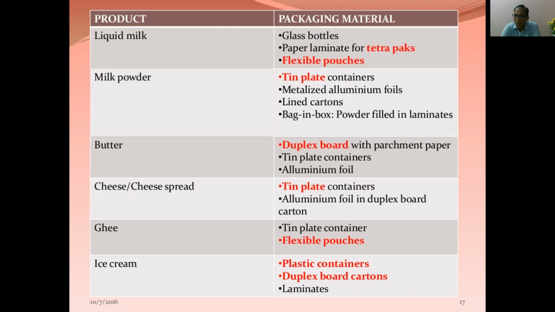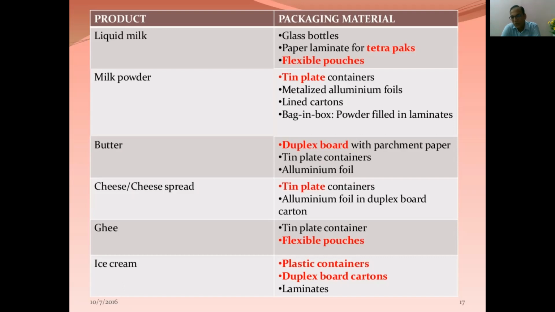In wax paper or parchment paper, butter is wrapped and put in a carton. Tin plate containers and aluminum foil also carry butter. Cheese is packed in plate containers, aluminum foil, duplex board and carton. Ghee is specifically coming in flexible pouches as well as in cartons.